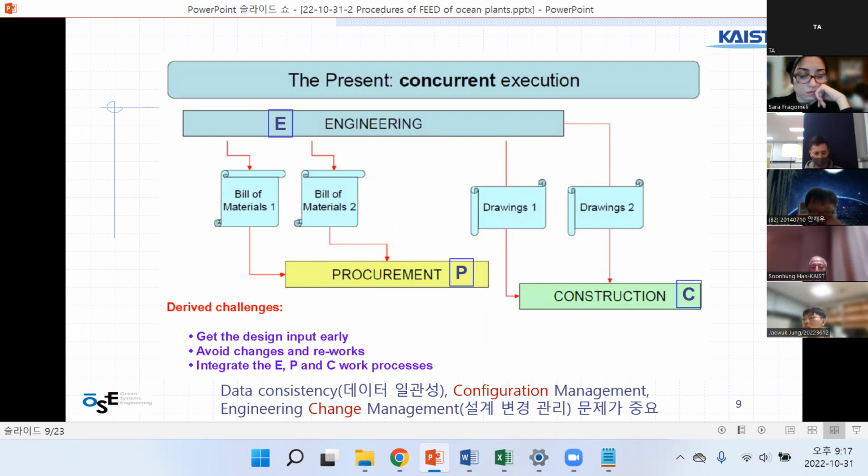To make concurrent engineering work correctly, we need to have the design input early and avoid changes and integration problems. There will be some data inconsistency problems, so configuration management and change management are more important than in the previous sequential way. So we need a higher level of engineering process management.